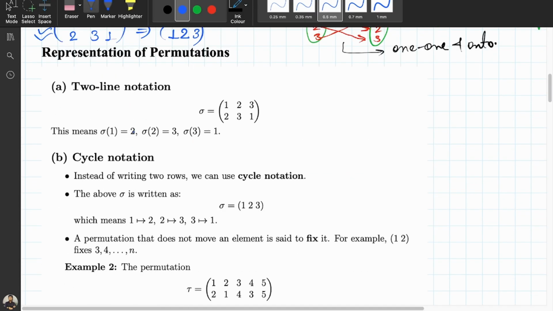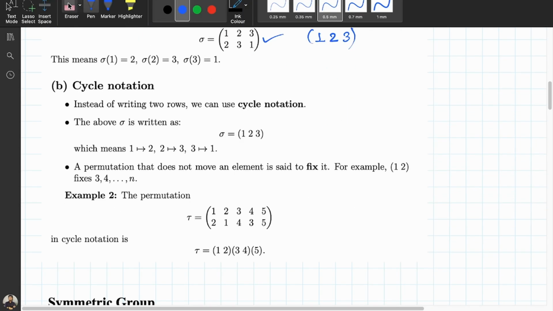So the two-line notation that I explained to you: if you have any mapping like this, then we can also define it in this form. What is the cycle notation? Just write it in this form, starting every time from 1. So 1 goes to 2, 2 goes to 3, 3 goes to 1, which means it gets closed here. So instead of writing two rows, we can write in a single row, which is known as cycle notation.